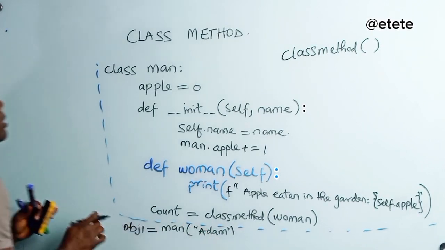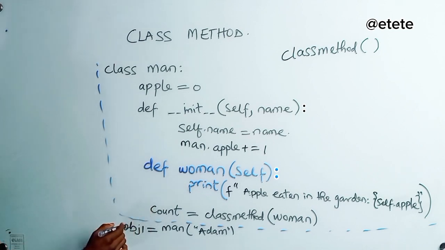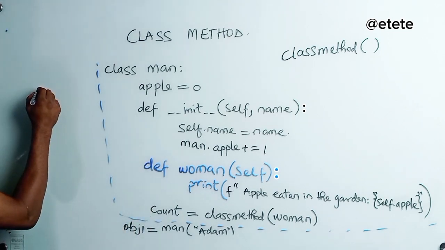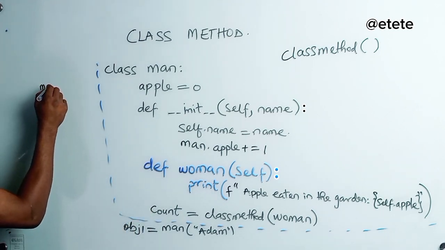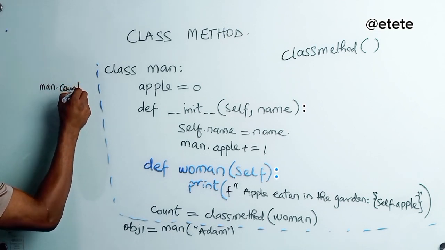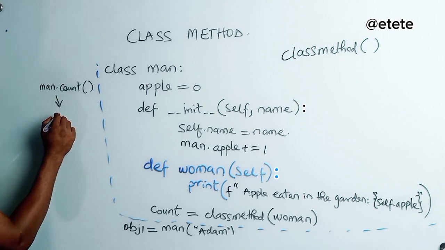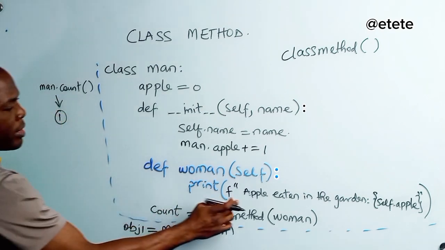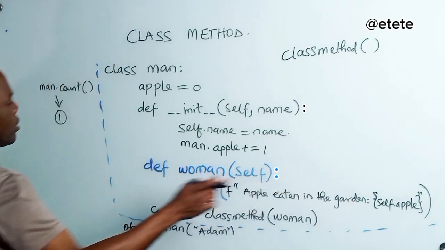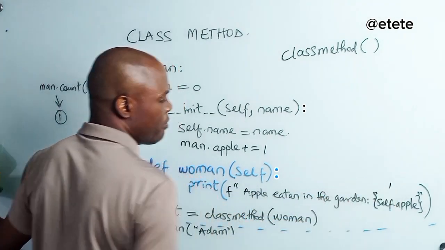When I do this, and I now call this count here by saying, let's say I bring this back here, and I say man dot count. This one will give me 1. It will give me apple eaten in the garden is what? 1. That is, this one will come here to give me 1.